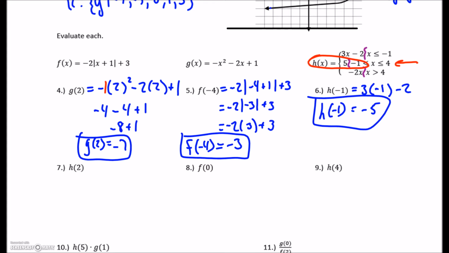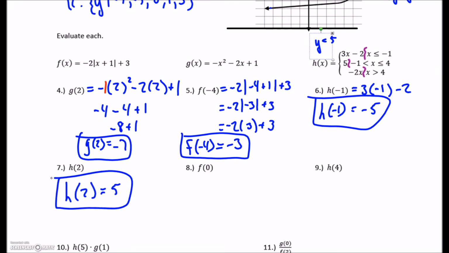Well, h of x equals 5 is essentially saying y equals 5. So when I plug a 2 in there, this thing is still going to equal a 5. That's what a constant function, or the function of a horizontal line, is. It's saying no matter what the x is, y equals 5. Okay?